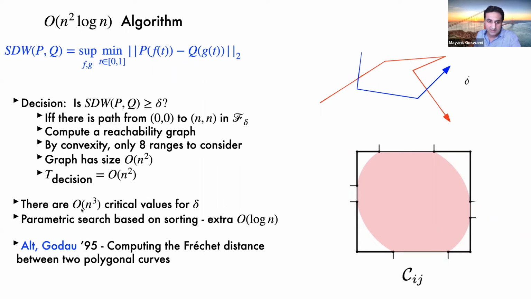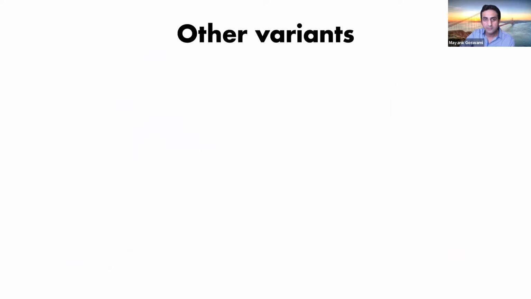I also remark that this is similar to the classic Alt and Godau Fréchet distance computing algorithm, except for 2 differences. One, the flip: their free space is our forbidden region. And the critical values are not exactly the same. There is an extra type of critical value that can occur in our setting that cannot occur in theirs. But other than that, it is pretty similar to the Fréchet computation. And this is a slightly more than quadratic time algorithm.